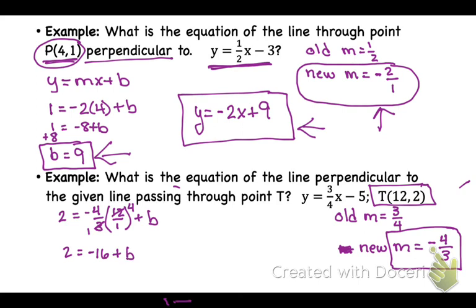So b is what? 18. How is b 18? You add 16. So I have b, and I have my new slope. So now what do I do? Put it back in. y equals negative 4/3 x plus 18.